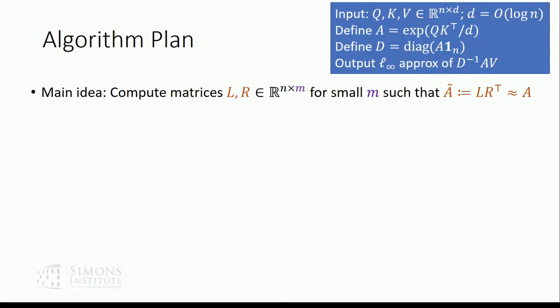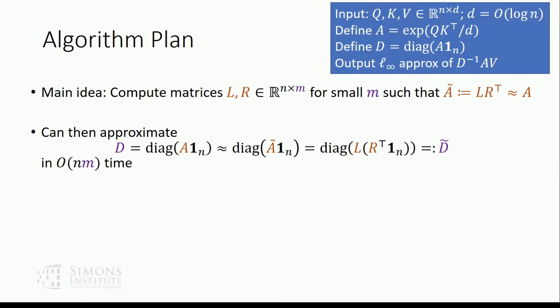If we do this, let me show you why we can do the whole attention quite quickly. First of all, we can approximate D. D is supposed to be: you take A times the all ones vector and then turn that into a diagonal matrix. We could instead compute A tilde times an all ones vector and turn that into a diagonal matrix. And you can do that quickly by first multiplying R transpose times the all ones vector in n times m time, and then multiplying L times that in n times m time. So you can compute an approximation to D, that I'll call D tilde, quickly.